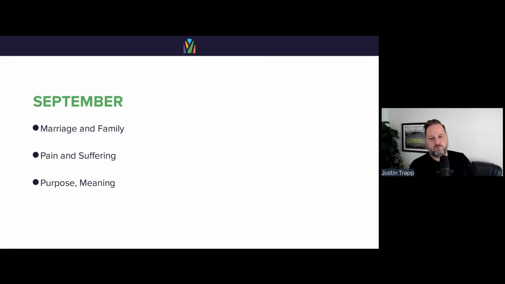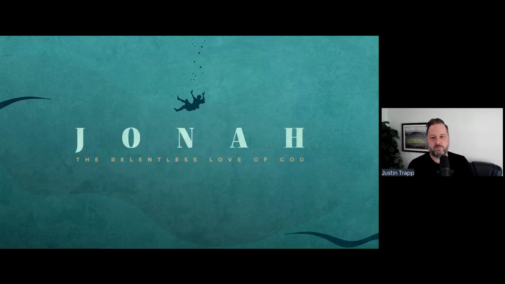September works well for marriage and family. Everyone has a family, right? And most people in the room are married or have been married. Pain and suffering: everyone in the room has experienced pain and suffering in some form. Or purpose and meaning. Again, you want to choose a topic in September that's really going to hit well with everybody. Everyone is going to walk away with something from the sermon.